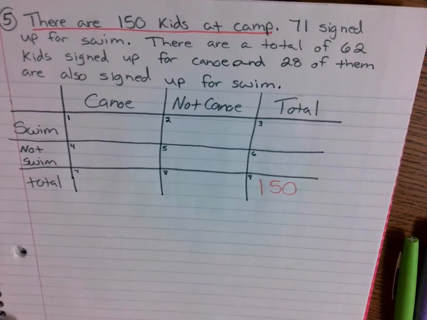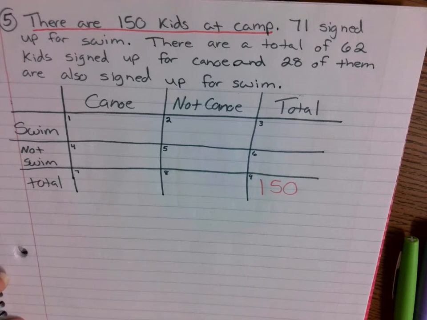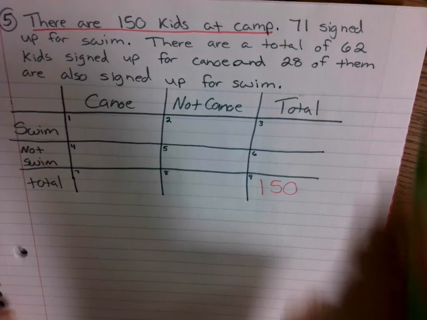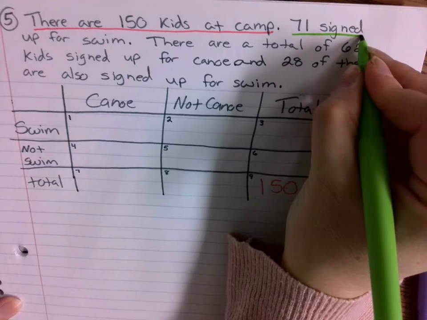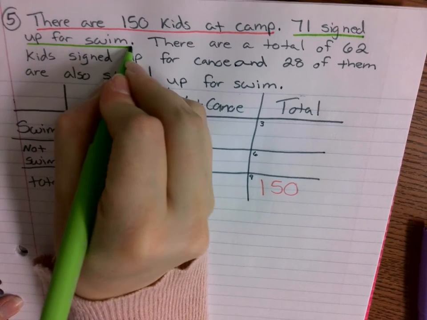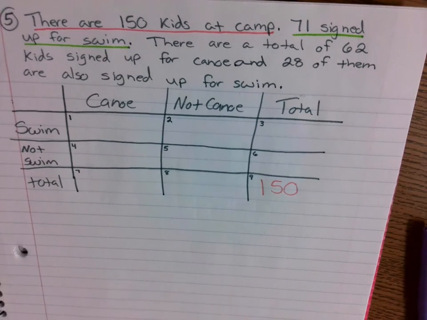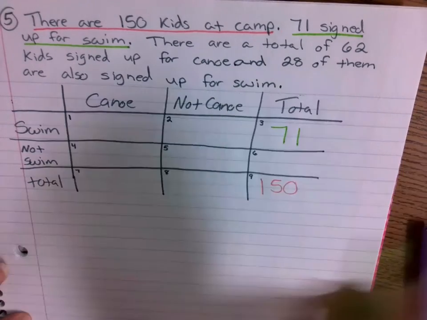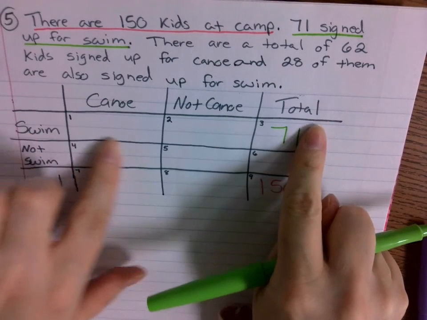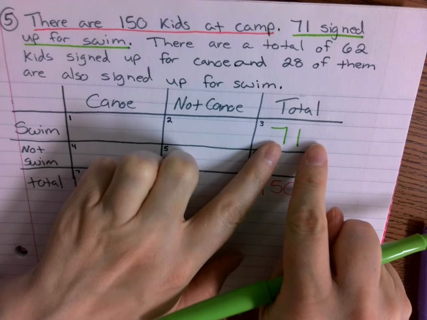All right, the next statement. The next statement says that 71 signed up for swim. There are 71 students that signed up for swim. Where am I going to put that value? Jair? Box 3. 71 students, the total number of students that signed up for swim is 71. So 71 is going to belong here.